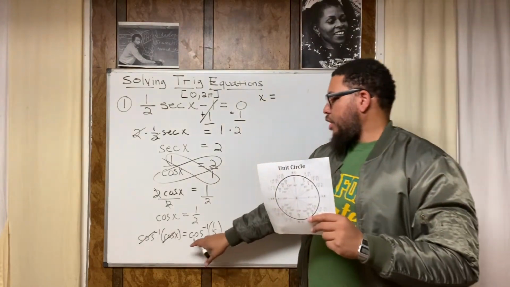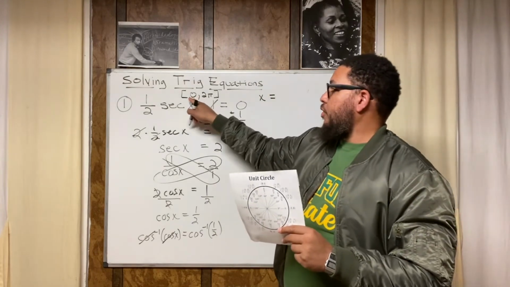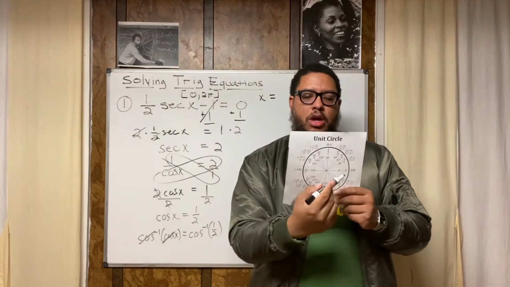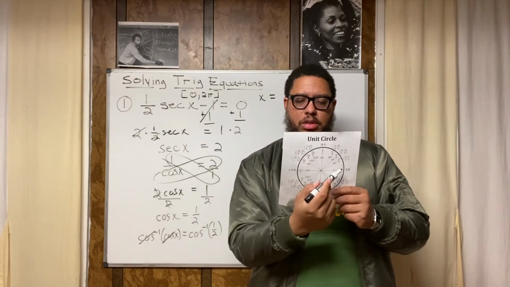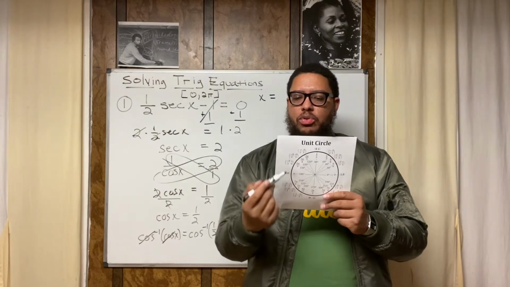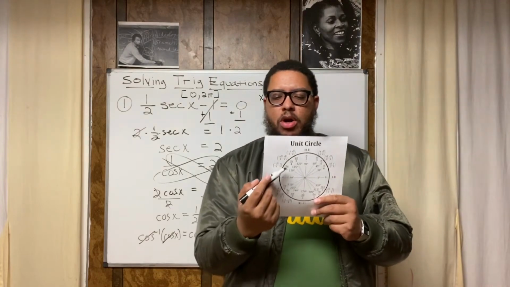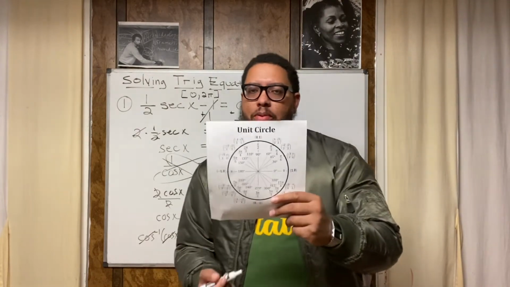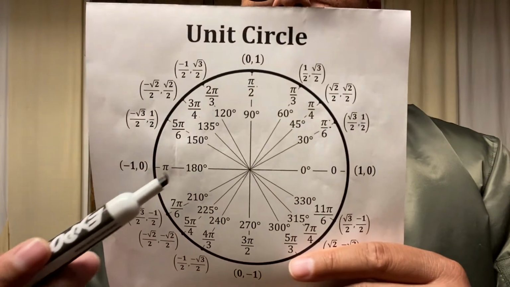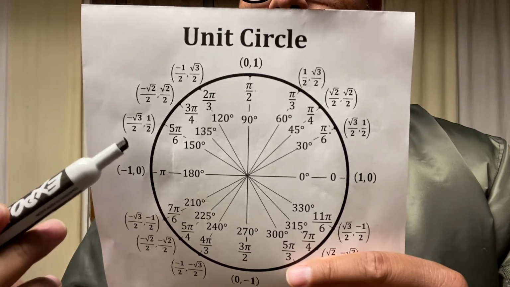We're looking for the angle that has a cosine of 1/2, but within this interval from 0, which is right here, all the way around to 2 pi. 0 and 2 pi are the same thing. So that means all the angles that have a cosine value of 1/2. Now, if you notice, all the angles that are shown on here have coordinates. They've got an x value and a y value.